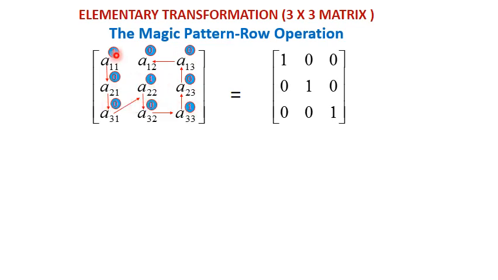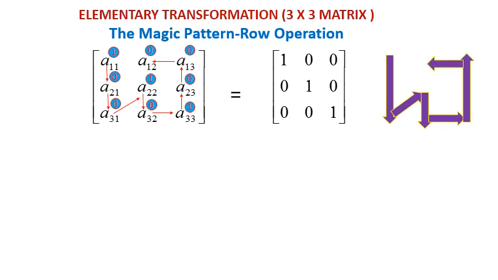Once again I will tell you, first you have to start with A11, then go to A21, then go to A31, then go to A22, then come down to A32, then move to A33, then move to A23, then move to A13 and come back to A12. The pattern goes like this. First you have to go down, next you have to go to the A22 position, and again you have to move down, move right, move up and turn left. So this is the pattern for row operation.